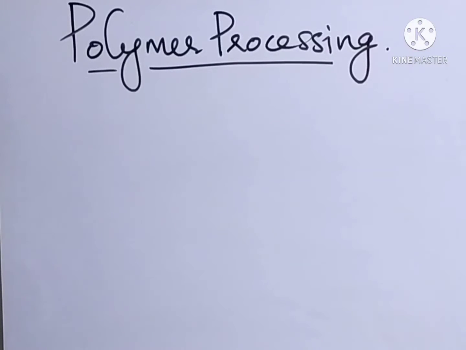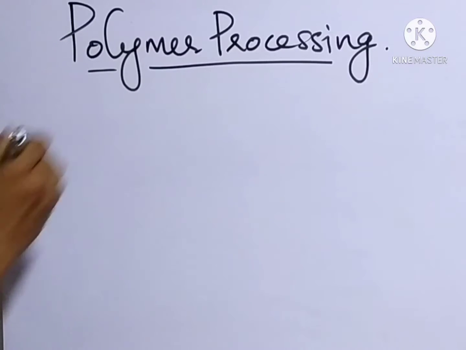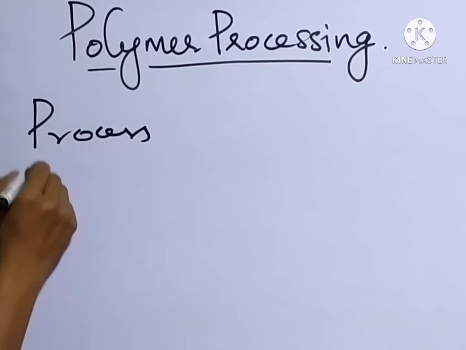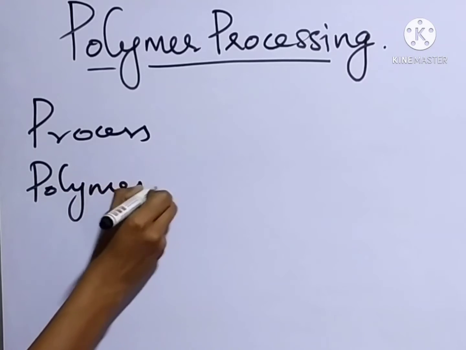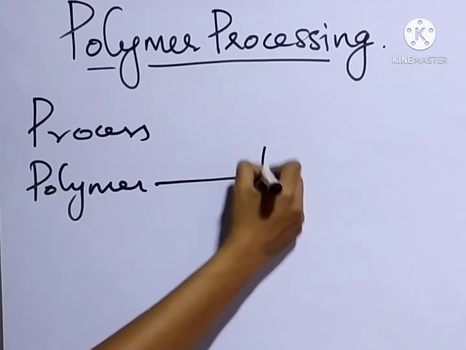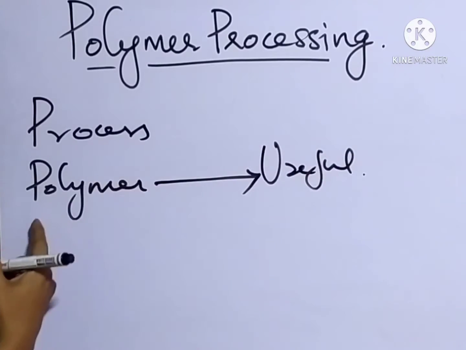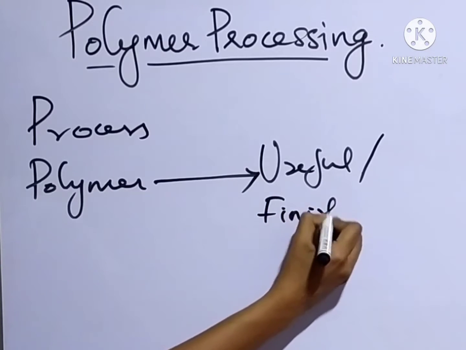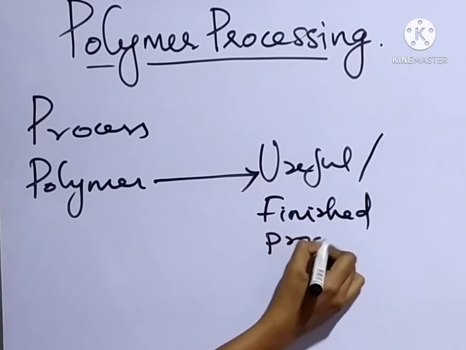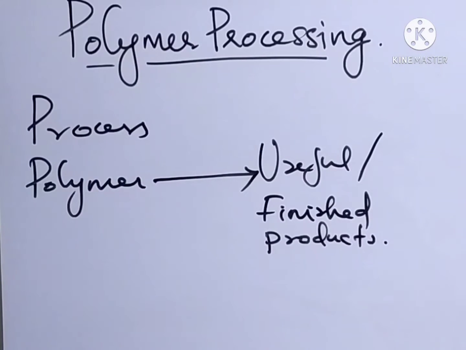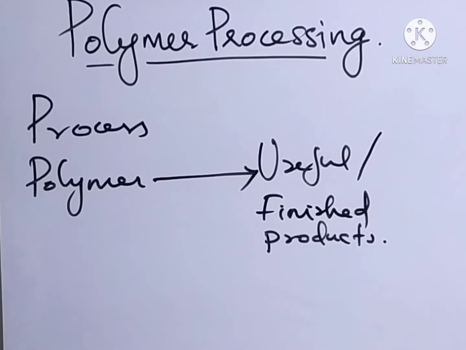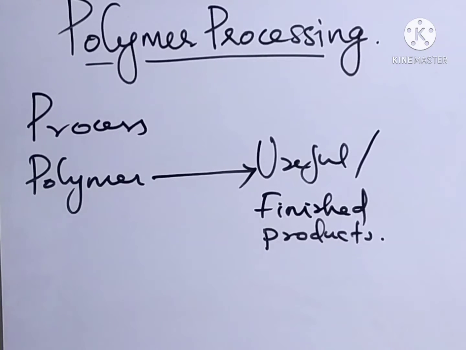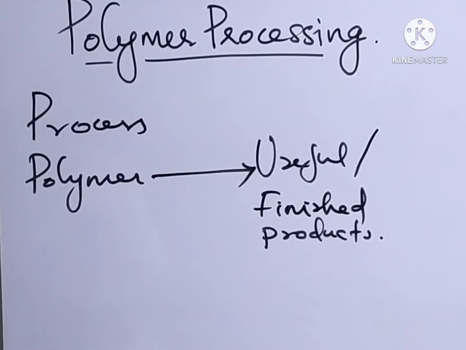Here in this section, we are going to discuss polymer processing. Polymer processing is the process of conversion of polymer into desired product. This conversion of polymer into useful or finished products is known as polymer processing. So, polymer processing is the process of conversion of raw polymer into useful or finished products.